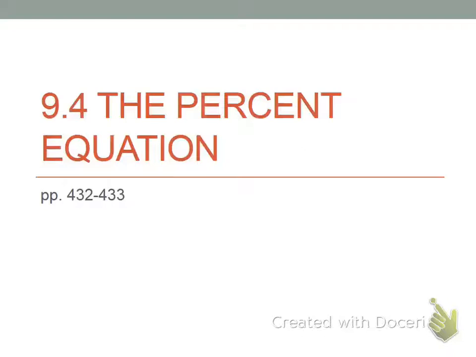We learned the percent proportion. We just said it: A over B equals P over 100. Well, you're going to see the same types of problems in today's lesson. Same types of problems. And guess what? You could use percent proportion on every single one of them and solve.